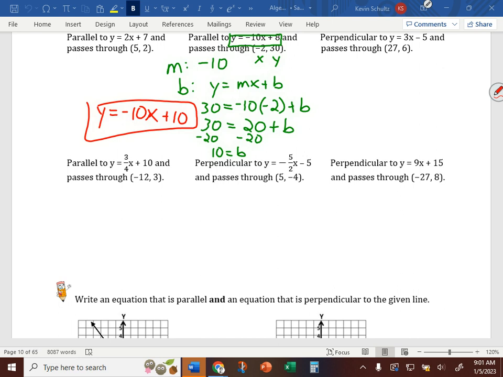Okay, the next one: perpendicular to y equals 3x minus 5 and passes through (27, 6). Andrea, what is your question here? Since we have to kind of make the slope 1/3, do we also divide the y and x by 3? You end up doing that, yes. And it's actually by -3 because the sign changed. But yeah, so perpendicular now means we have to switch our process a little bit.